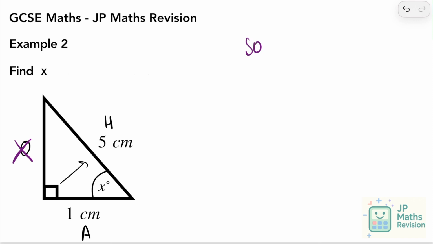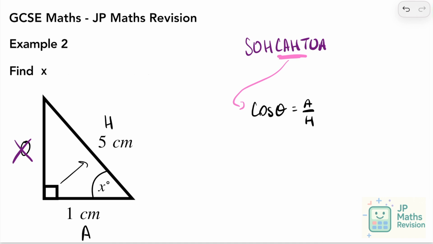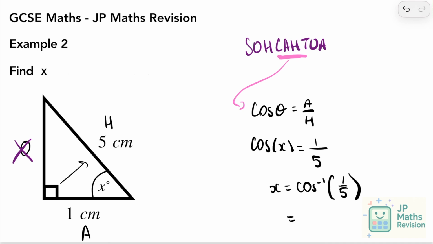So if I write SOHCAHTOA, the one involving A and H is CAH. So in this case we have cos. So cos theta is adjacent over hypotenuse. So subbing in the values, I have cos of x is adjacent, which is 1 over 5. The inverse of cos is cos to the -1. So we have x equals cos to the power of -1 of 1 over 5. So if I type this into my calculator, I get 78.5.